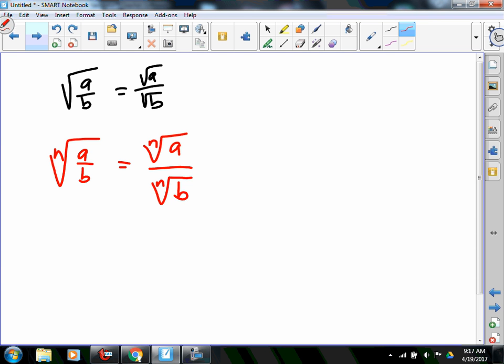Also, if we're talking about square roots, if we're talking about fourth roots, I would be remiss to not mention the fact that we cannot have a negative radicand. Remember, you can't take the square root of a negative, and you can't take the fourth root of a negative, so we've got to be careful there.